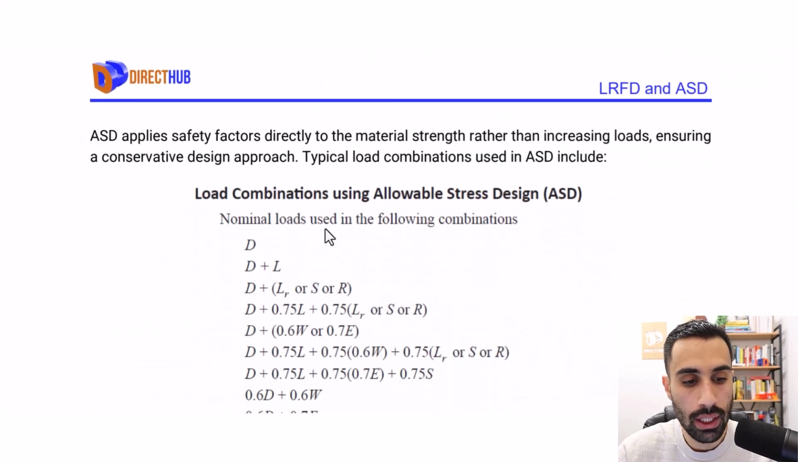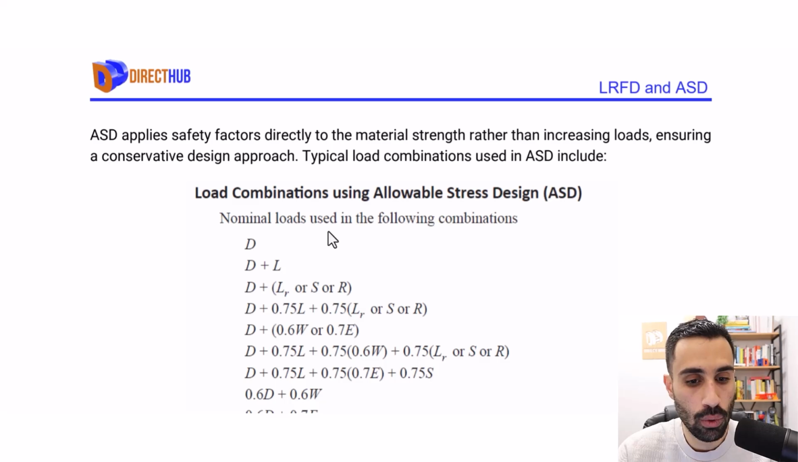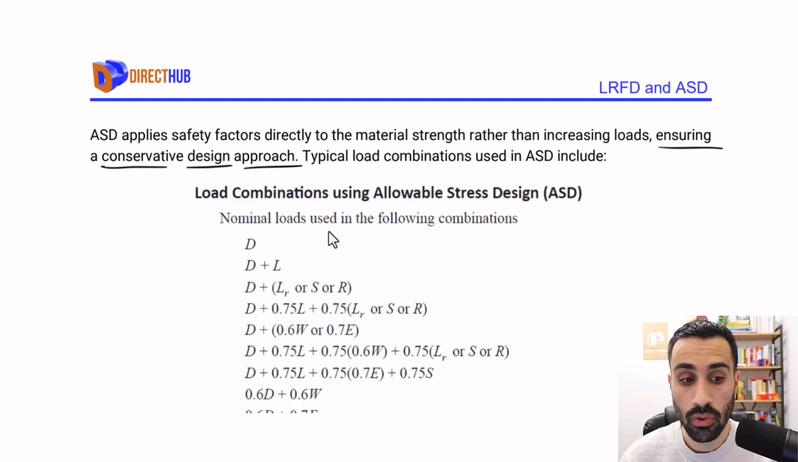Now going here, we know we have ASD load combinations, and we apply these safety factors directly to the material strength rather than increasing the load. So we do not increase the loads. LRFD had the load combinations 1.2, 1.6. For ASD, we do not increase the loads. We use the service loads, and this ensures a conservative design approach when we apply the safety factors, which will be our omega.